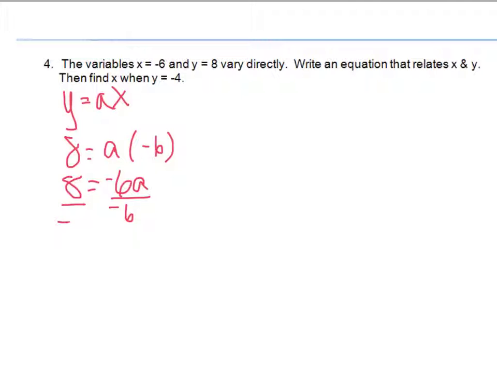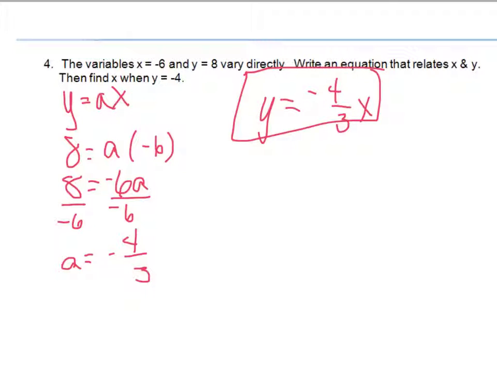So divide both sides by -6, and a equals -8/6, which I can reduce to -4/3. Okay, so then my equation of direct variation is y equals -4/3 x. Okay, so that's part 1 of that problem. Part 2 is to find x when y equals -4. So we're going to plug in -4 for y in y equals -4/3 times x, where x is what I don't know.